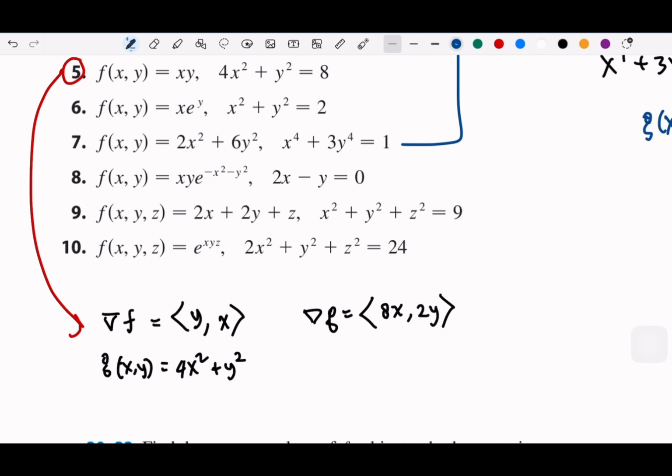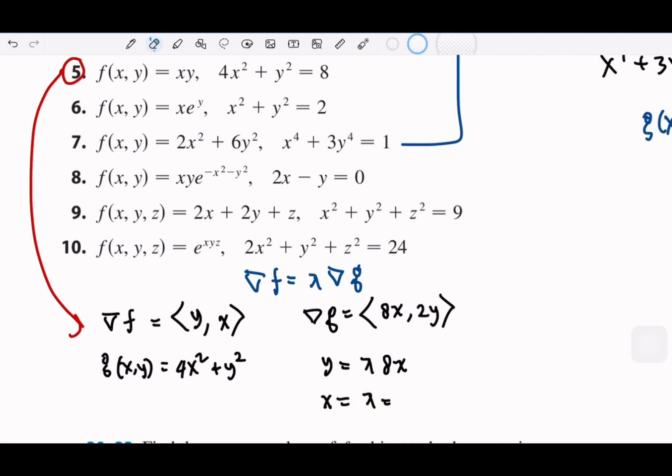So from del f equals lambda del g, we can write y equals lambda times 8x, and x equals lambda times 2y. And then simplifying these equations, we get that lambda is 8x over y, and also equal to x over 2y.